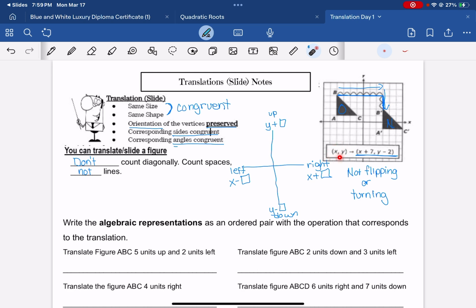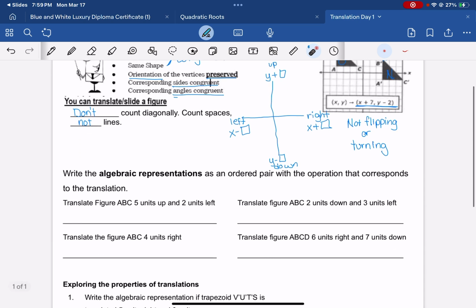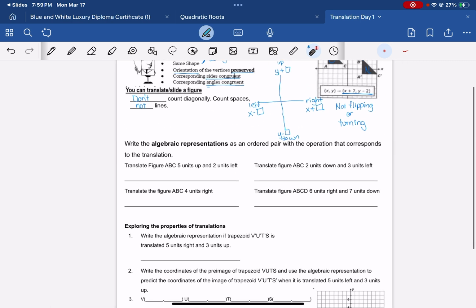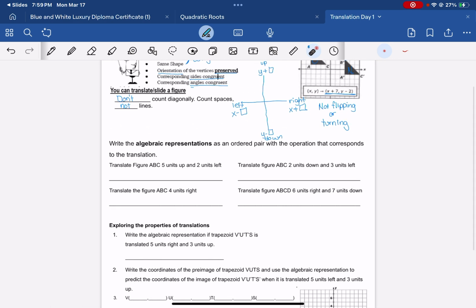Now, you do write the original of your pair. You do put an arrow, and you do put parentheses around it. It will always be add and subtract. So let's try a few. Now, sometimes they're just in words. So I'm going to shrink the screen so we can still see our picture.